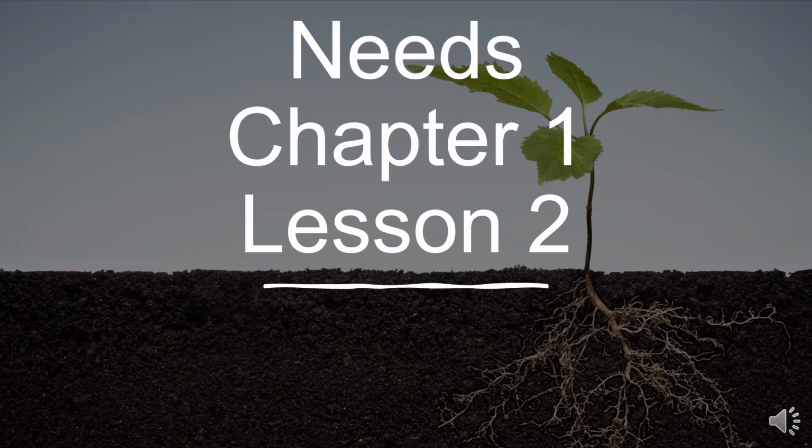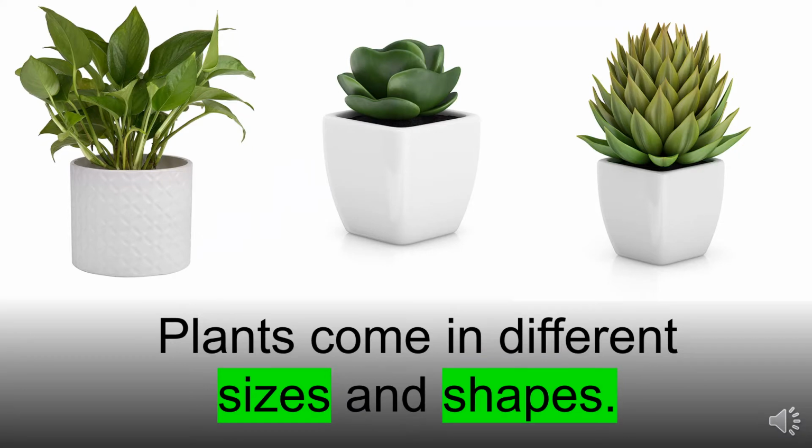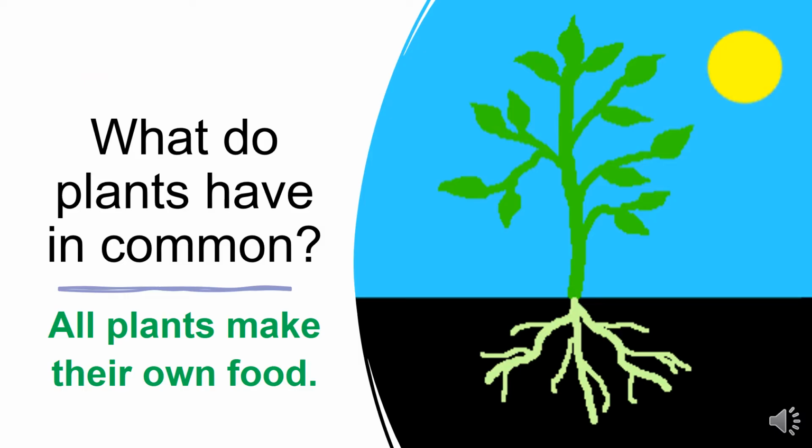Today we're gonna move to lesson number 2 on the science subjects, and we're gonna talk about plants' needs. As you can see in the picture, plants come in different sizes and shapes. Some of them have spiky leaves, some of them rounded, so they do come in different sizes and shapes. But as we said, they are different, but they have something in common.